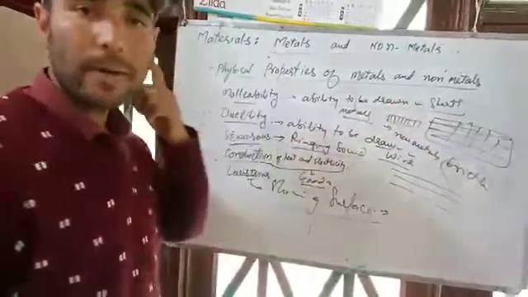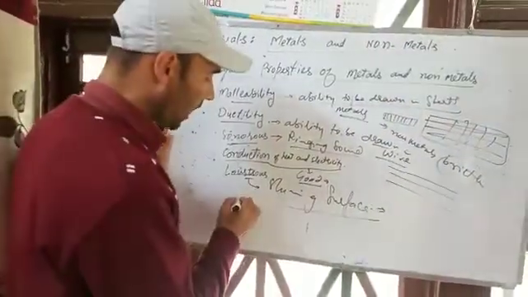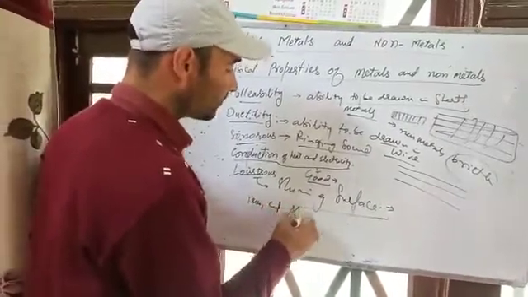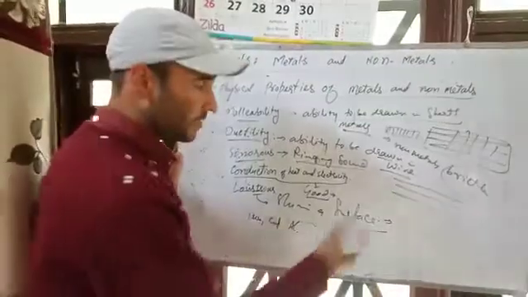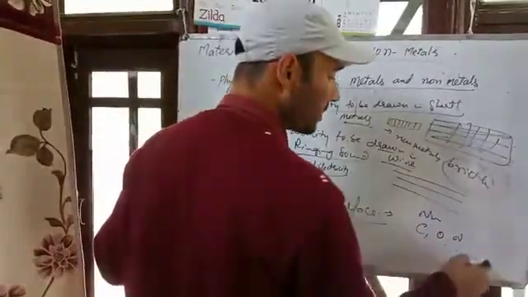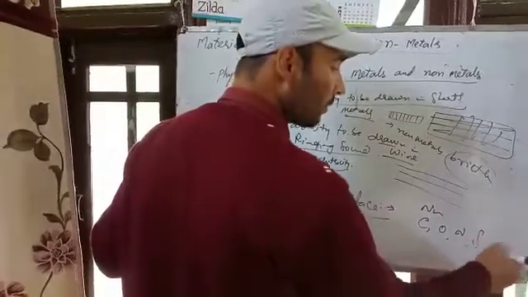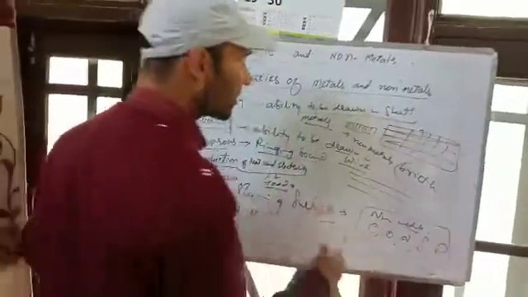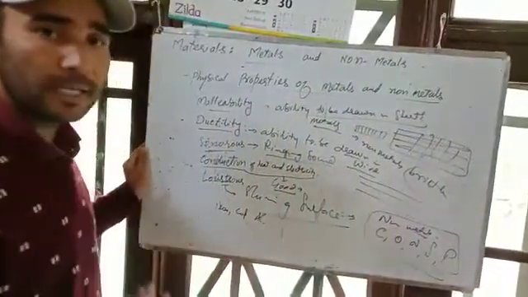Examples of metals are iron, copper, aluminum, etc. And examples of non-metals are carbon, oxygen, nitrogen, sulfur, and phosphorus. These are non-metals. These were the characters of the physical properties of metals and non-metals.